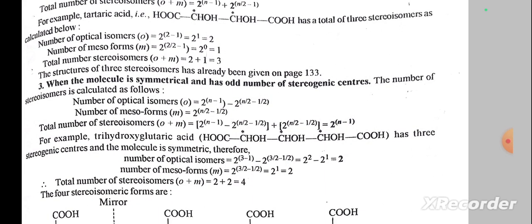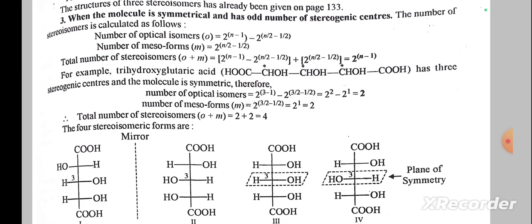When the molecule is symmetrical and has an odd number of stereocenters, the number of stereoisomers is calculated as follows. For example, 2,3,4-trihydroxyglutaric acid has 3 stereocenters, and the molecule is symmetrical. Therefore, the total number of stereoisomers is 4. The 4 stereoisomers are as follows.